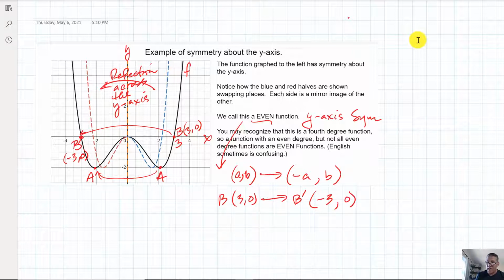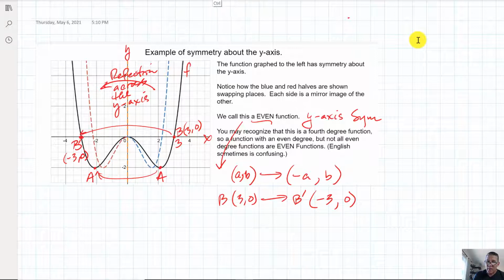Any function that is even gets reflected across the y-axis. So if it's on the right 3 units of the y-axis, it gets reflected to the left 3 units. And if it's translated up and down, then that happens too.